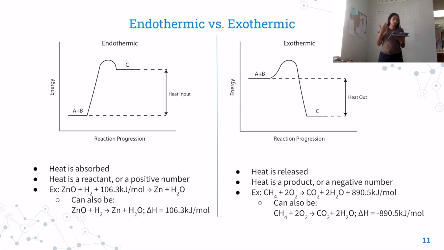And you might be wondering why I'm using heat instead of energy, which is the y-axis on these graphs. Heat is a form of energy. So with that information, we're going to get into an example problem.